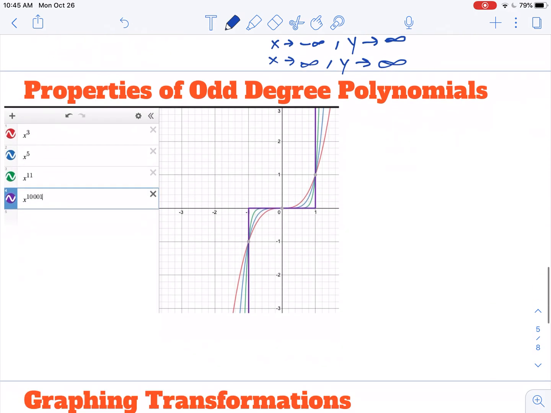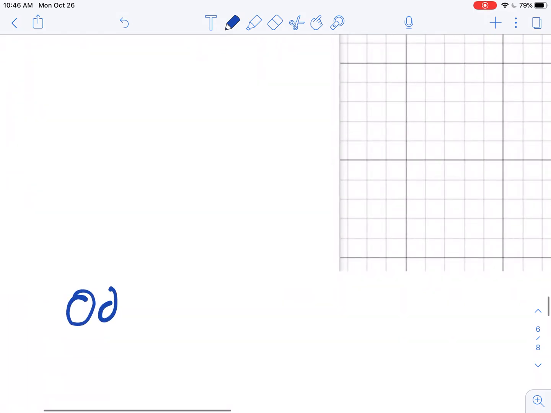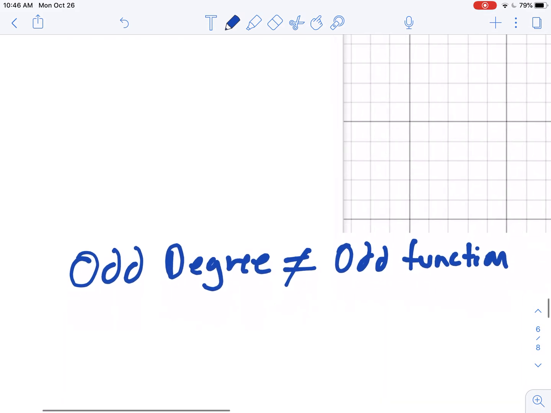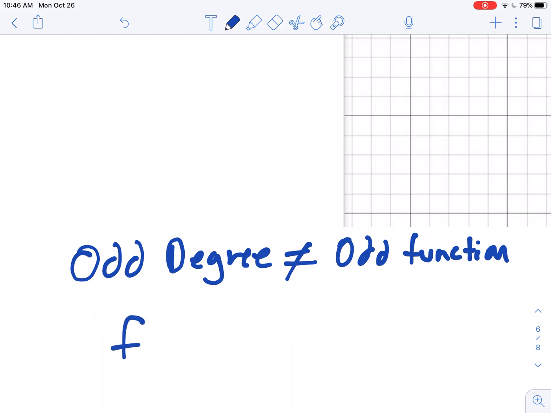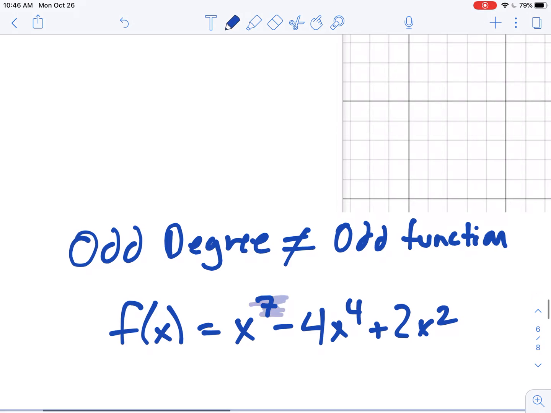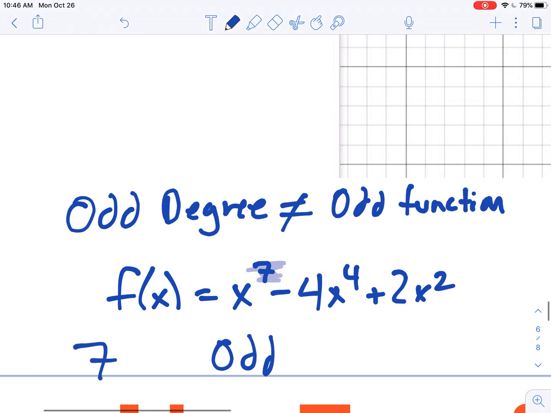All right, so properties of an odd degree polynomial. Again, just like with even function, odd degree does not mean that it is an odd function. Yes, it can be. I will say that. An odd degree function could be an odd function as well, but just because it's an odd degree function does not mean that it's an odd function. So here, when I say an odd degree function, I'm saying like if I have f of x is equal to x to the 7th minus 4x to the 4th plus 2x squared. My largest degree here is still a 7th degree, so it's an odd degree.